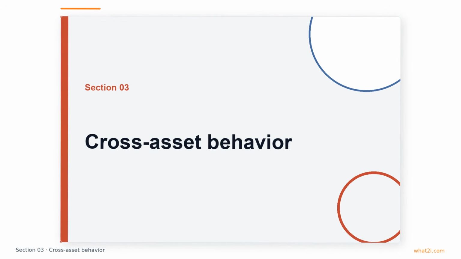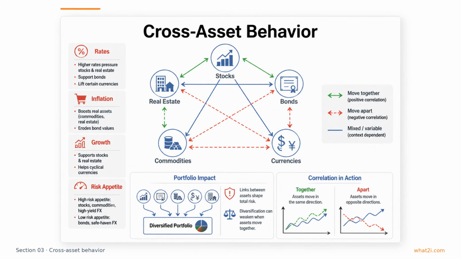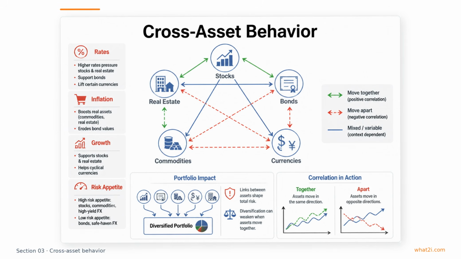Section 3. Cross-asset behavior. Cross-asset behavior looks beyond one market and asks how major asset classes interact. Instead of focusing only on stocks or only on bonds, it compares stocks, bonds, commodities, currencies, and real estate as part of one broader system. These markets often connect through common forces such as interest rates, inflation, economic growth, and investor risk appetite. When those forces change, several asset classes can respond together. That is why cross-asset analysis is useful for understanding when diversification is likely to help and when it may disappoint. It gives investors a wider lens on how portfolio risks can cluster across markets.